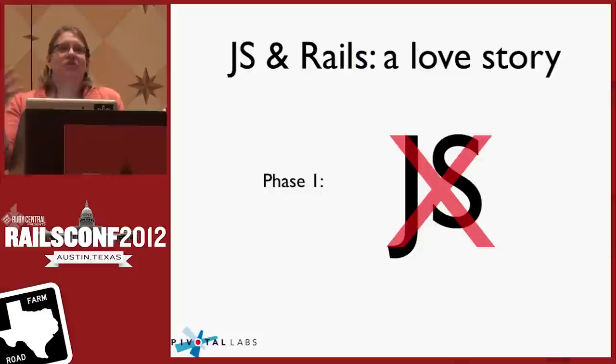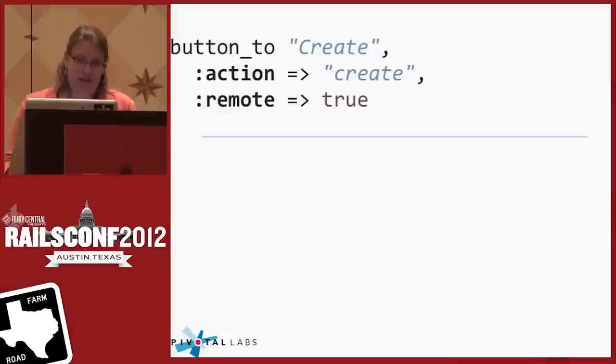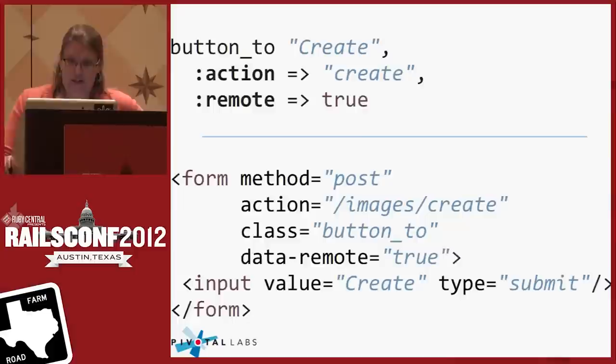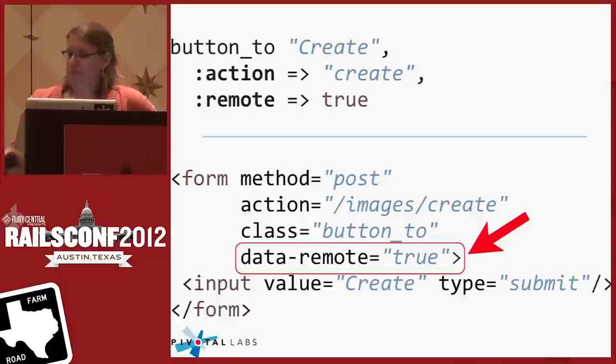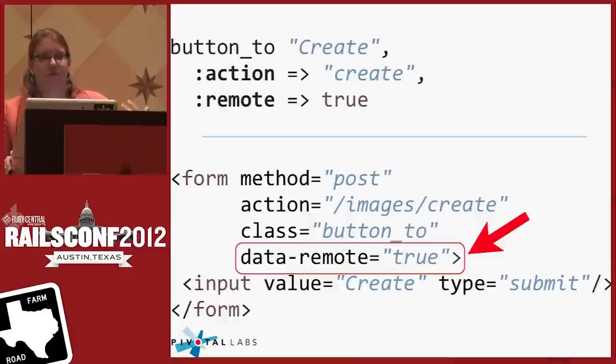So let's look at an example. If you do this in your view, you will get a piece of rendered HTML in your form that looks something like this. Now, this is the nice, unobtrusive Rails 3 version. So the key here is the data remote attribute. When you include Rails.js, it looks for forms with that data attribute, attaches to them, and then anytime you hit submit, it will submit it Ajaxly rather than doing a page refresh, which is kind of cool.